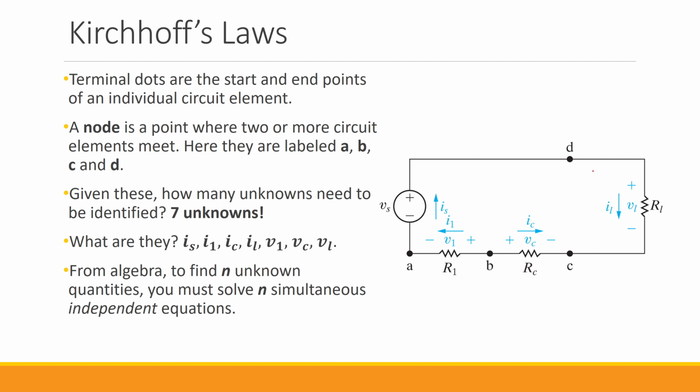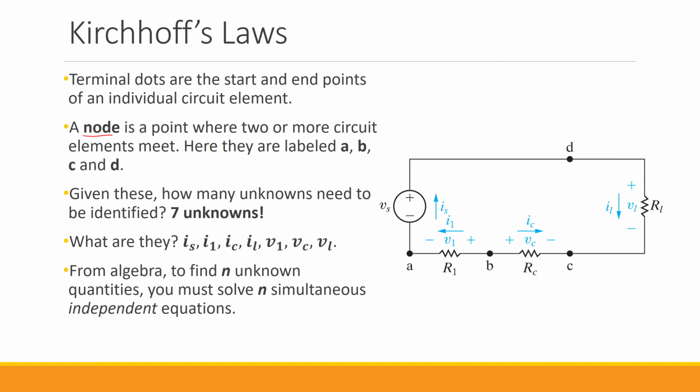As you can see here, I use terminal dots A, B, C, D to show the start and end points of individual circuit elements. So the points, these dots in which we have 2 or more elements connected, we call them nodes. So a node is a point where 2 or more circuit elements meet. And here I labeled these 4 nodes that we have in the circuit as A, B, C, and D.